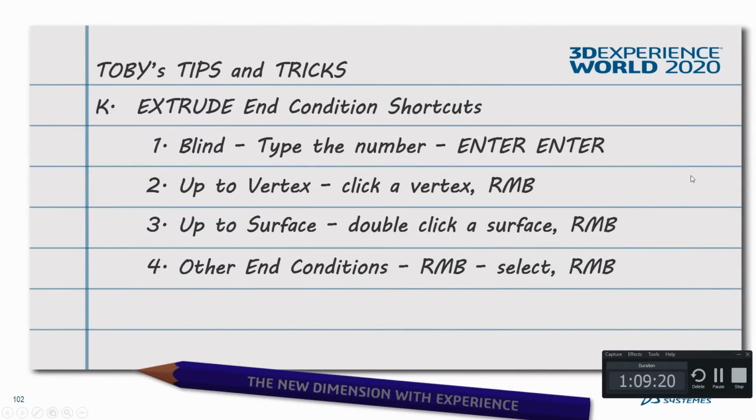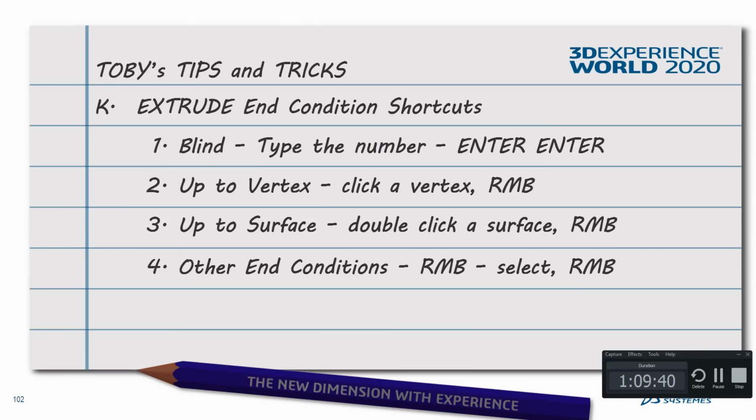All right, so that's another really great shortcut to learn about, the ability to extrude, look for your end conditions, right mouse button. So the first one is blind, type in the number, enter, enter. Really good one to know about. Second one is when you're going up to vertex, you just begin the extrude command, click on a vertex, and immediately right mouse button. Done. It's always going to be up to vertex.